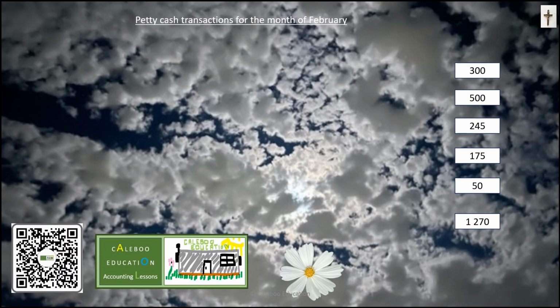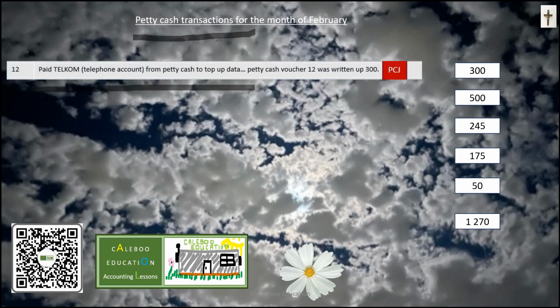I'm going to show you the transactions that we identified at the start of this lesson that need to be recorded in the petty cash journal. I can see the moon is shining through nicely outside. So paid telecom from petty cash to top up the data. There's a petty cash voucher that was written up, and the amount is 300. So that's a transaction we're going to have to record in the petty cash journal.